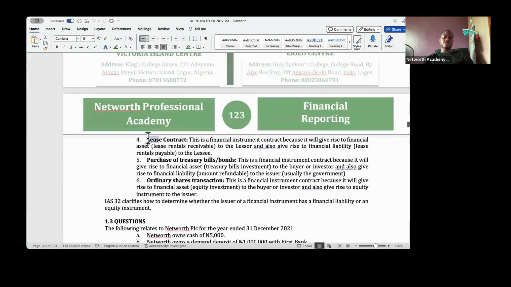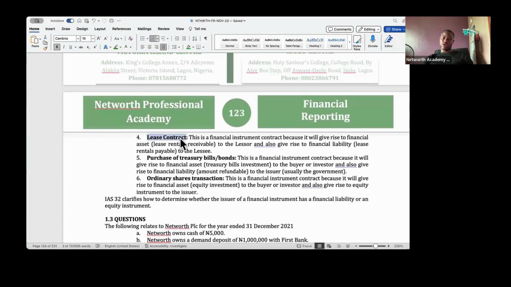Another one is a lease contract. A lease contract is also a financial instrument contract because the lessor would have a right to receive cash. In his books, he calls it lease receivable. The lessee would have an obligation to deliver cash because when you lease an asset, you have to be paying money periodically. So that's a financial liability to the lessee. The two sides are complete because one party is having a financial asset, which is a right to receive cash. Another party is having a liability, which is an obligation to deliver cash.